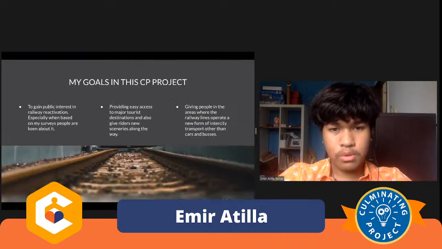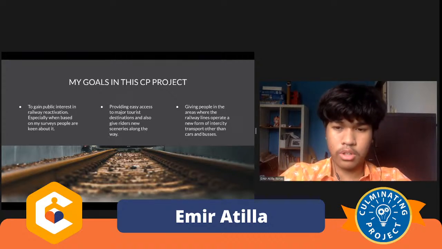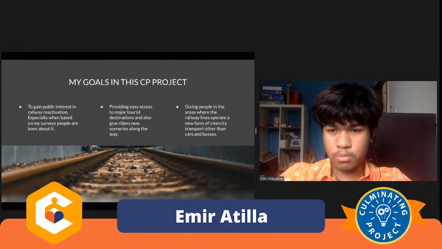My goal in the CP project is to gain public interest in railway reactivation, especially since, based on my survey, people are very keen about it, and providing easy access to major tourist destinations and also giving riders new sceneries along the way if these railways are opened. Other than that, it's also giving people in the areas where railway lines operate a new form of intercity transport other than cars or buses, essentially another alternative form of railway lines.